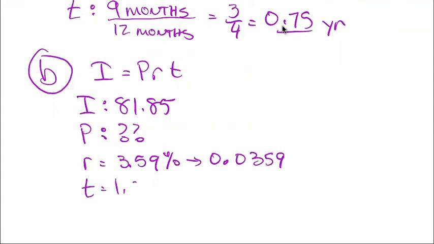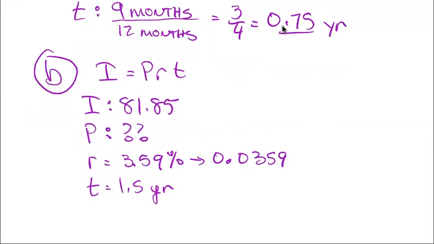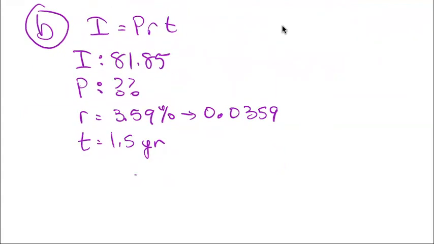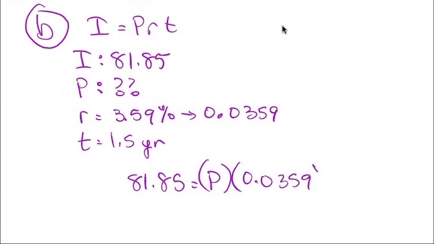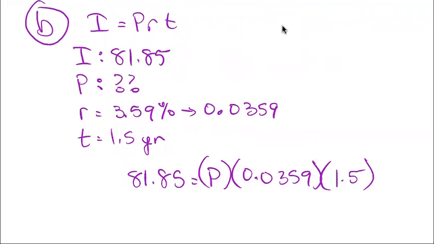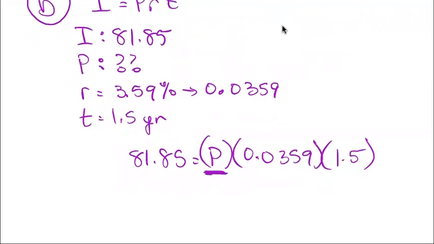And my time was 1.5 years. Put that into your formula. I'm going to do that below. 81.85 is equal to my principal, which I don't know, my rate 0.0359, and my time 1.5. And then do whatever calculations necessary to isolate P.